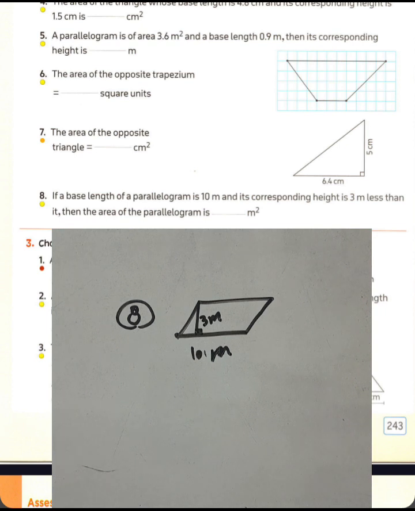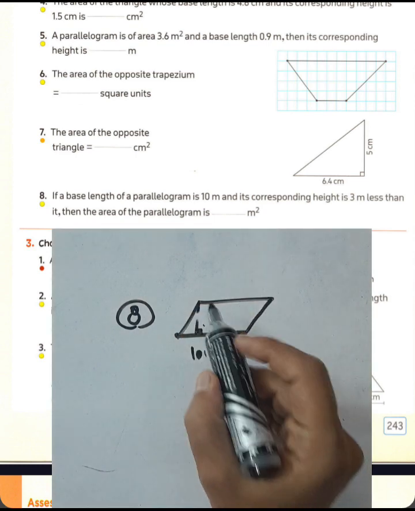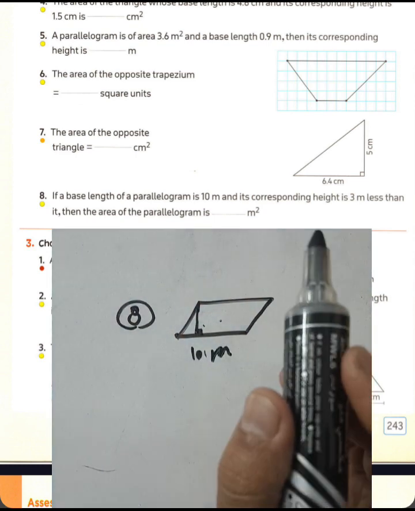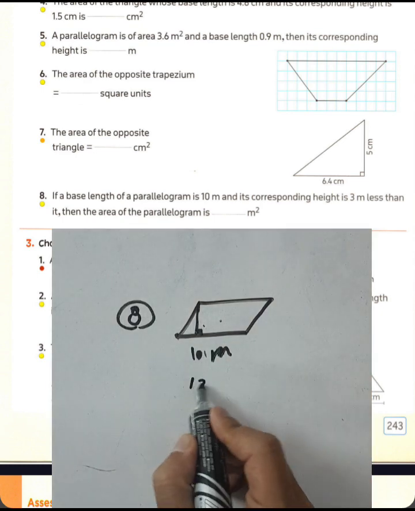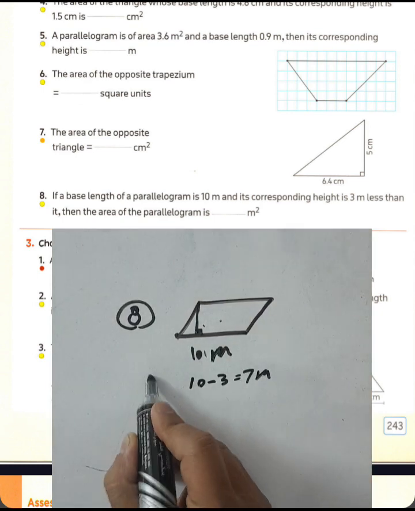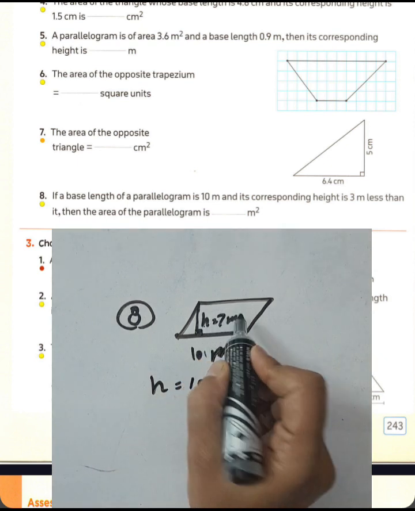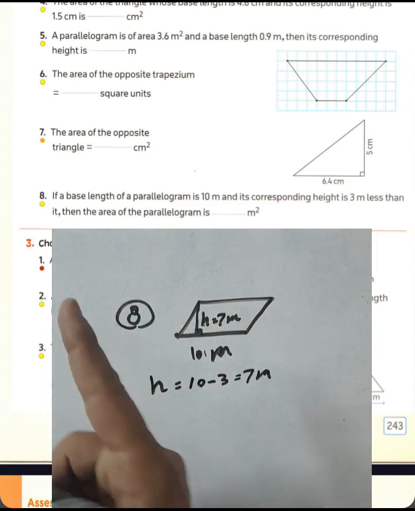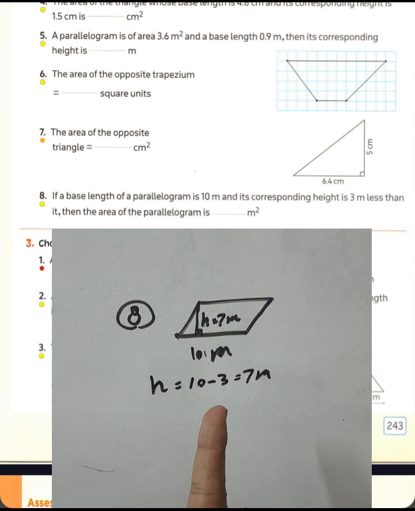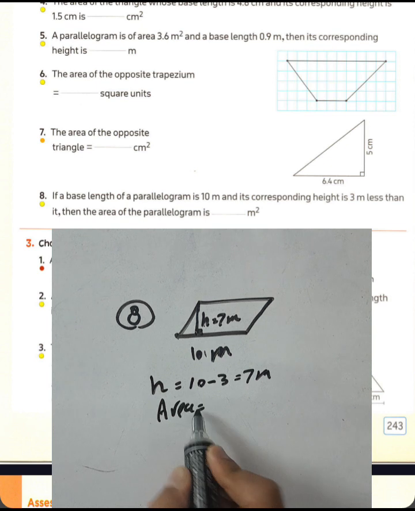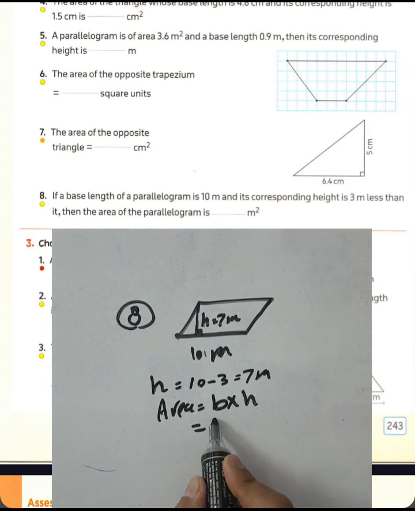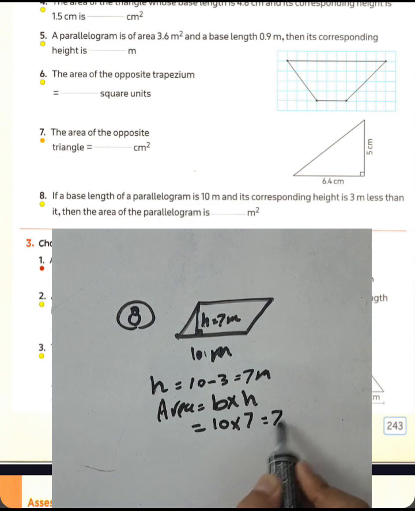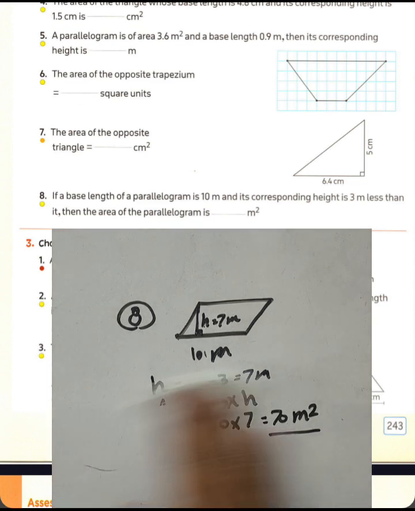He wants us to find the area of this parallelogram. He tells us the height. Again, the height is 3 meter less than it, meaning 10 subtract 3 equals 7 meters. Then the height here will be 7 meter, because he tells us in the example its corresponding height is 3 meter less than it. Then we can find the area: base times its corresponding height. The base was 10 and corresponding height 7. The result will be 70 square meter.